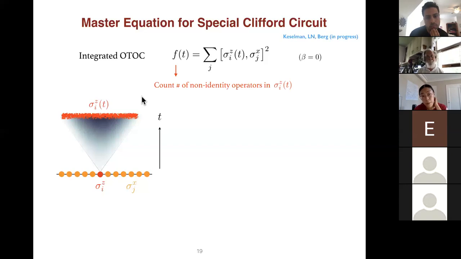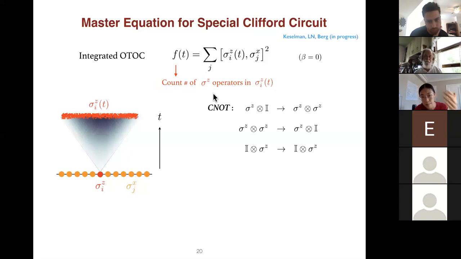As I said before, this integrated OTOC counts the number of non-trivial, or non-identity, operators inside this operator light cone, this operator string. And in our case, because we're applying this special C naught, which is measured under the Z basis, what it does is that it will just turn identity operators into sigma z and sigma z into identity operators. So the only non-identity operators in this time-evolved operator string would be sigma z's because I started from sigma z. And after C naught, the only generated non-identity operators would be sigma z's. So this integrated OTOC would be counting the number of sigma z's in my time-evolved operator.